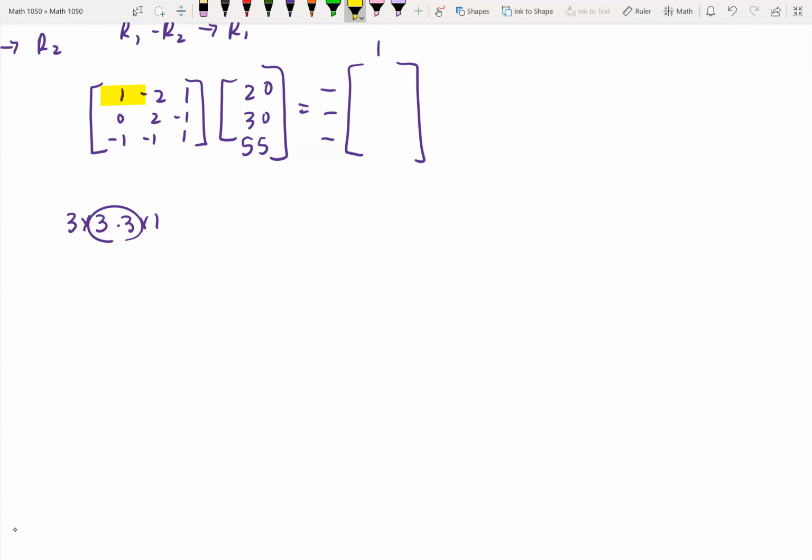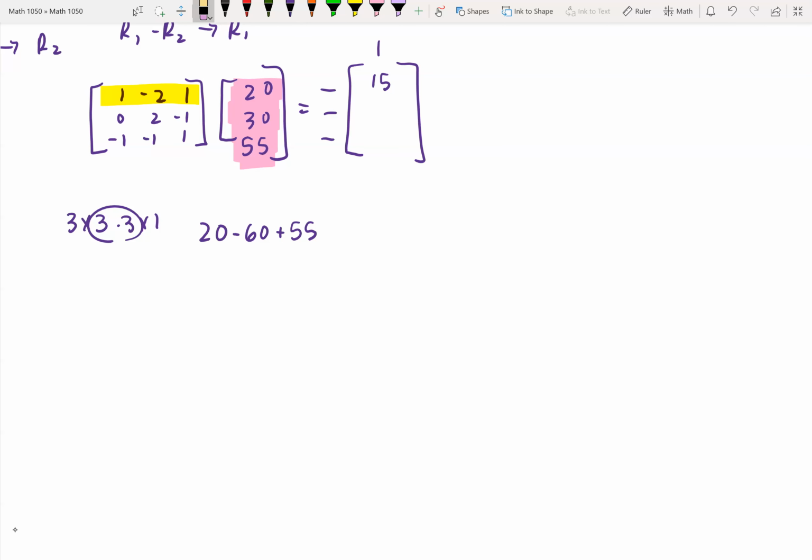So now I'm going to go this row times this column. And remember that the 1 comes down. So 1 times 20 is 20. And negative 2 times 30 is negative 60. 1 times 55 is 55. Combine those and I get 15.